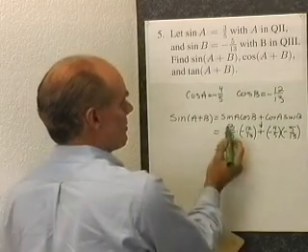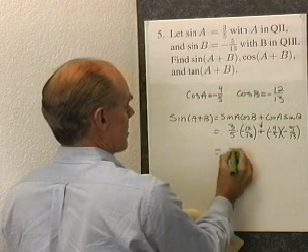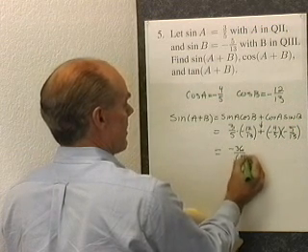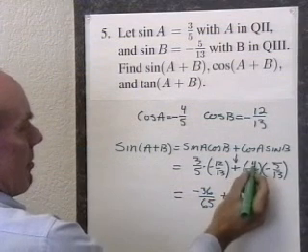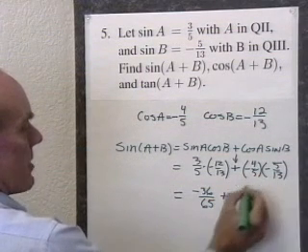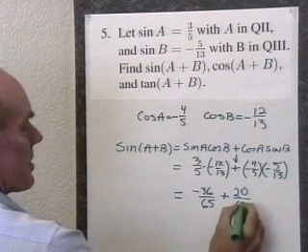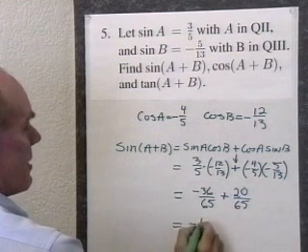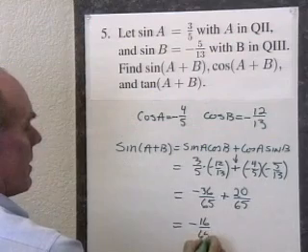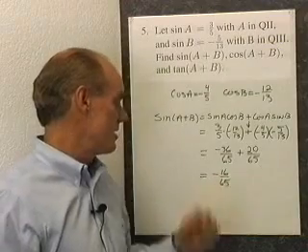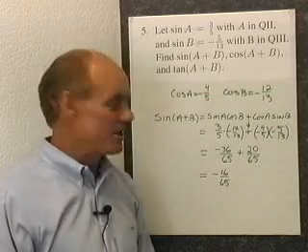I'm going to simplify. 3 times 12 is 36, so I have negative 36. 5 times 13 is 65, plus negative 4 times negative 5 is positive 20 over 5 times 13, which is also 65. Negative 36 plus 20 is going to be negative 16, so I have negative 16 over 65.